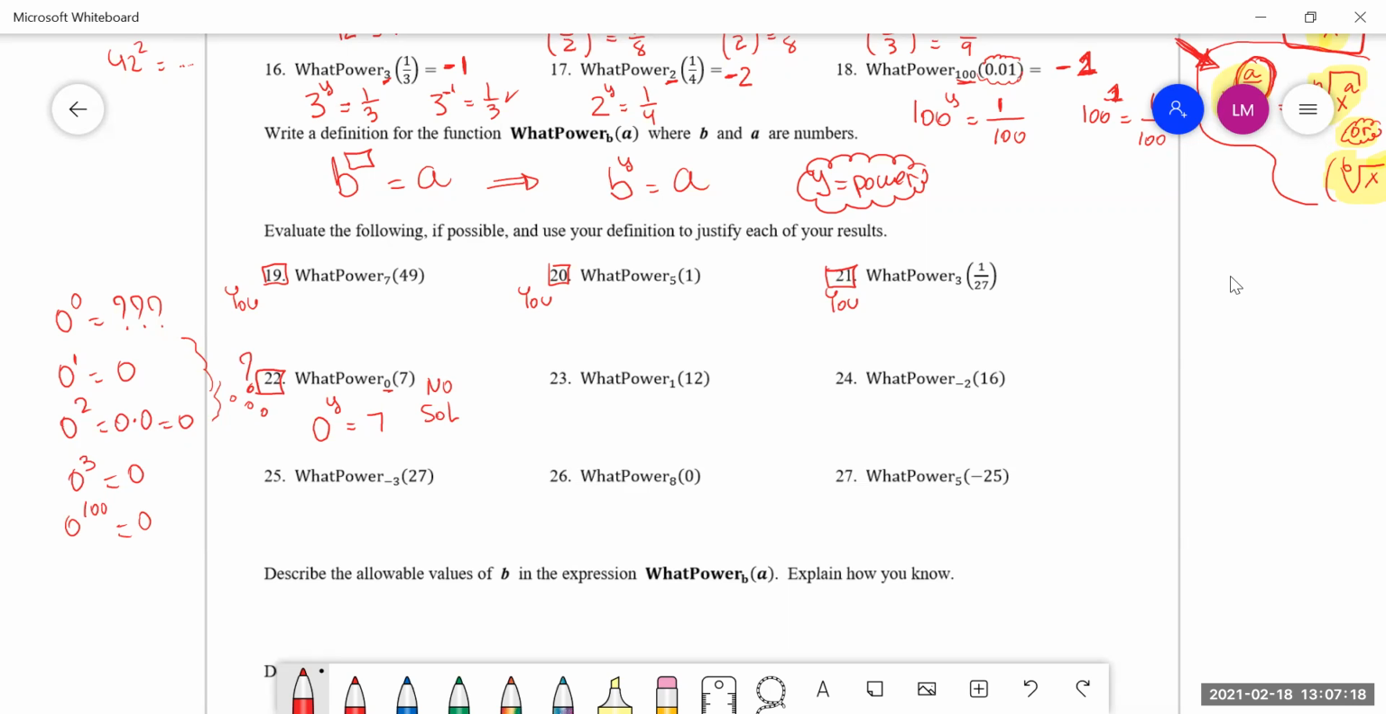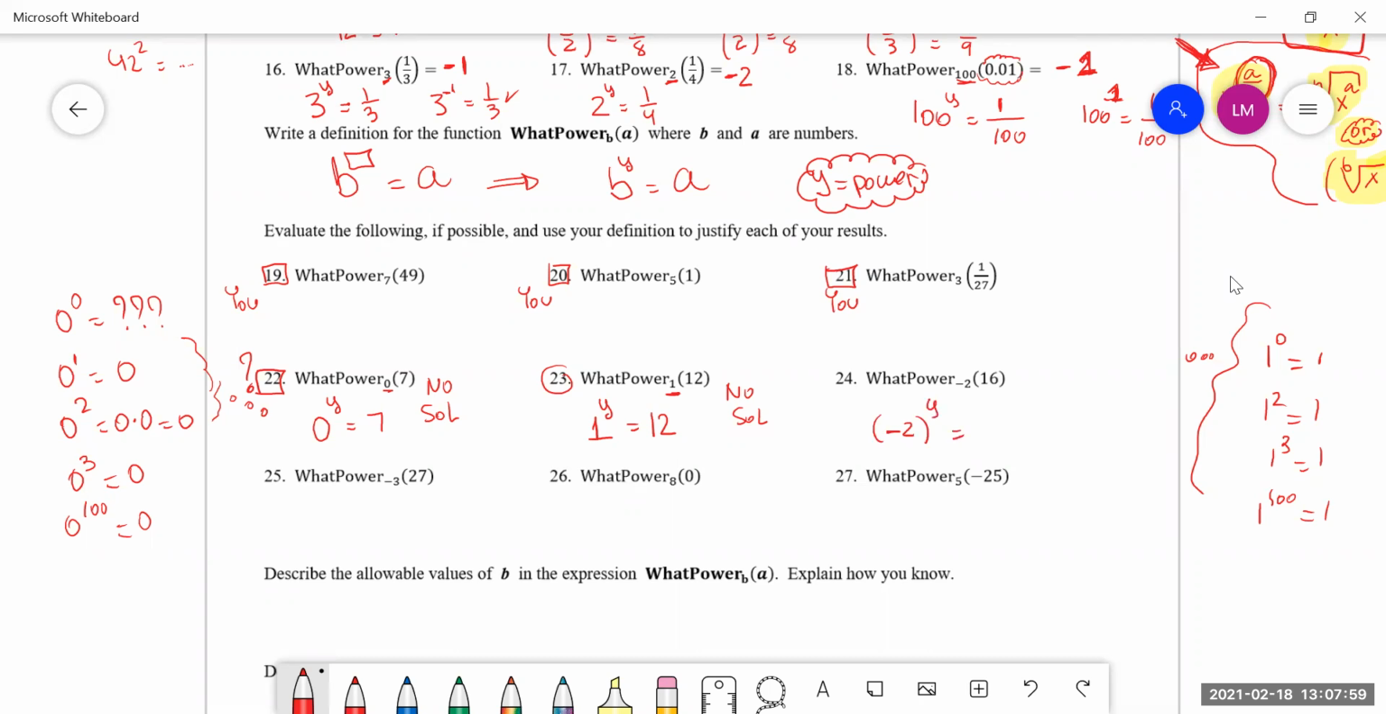All right. 1 to what power will equal 12? Well, let's think over here on the side. 1 to the 0 power, that's a 1. 1 squared is a 1. 1 cubed is a 1. 1 to the 100th is a 1. So we always get the answer of 1. We're never going to get the answer of 12. So that's also no solution. So there's something funky about the base being a 1. What power can I take the -2?